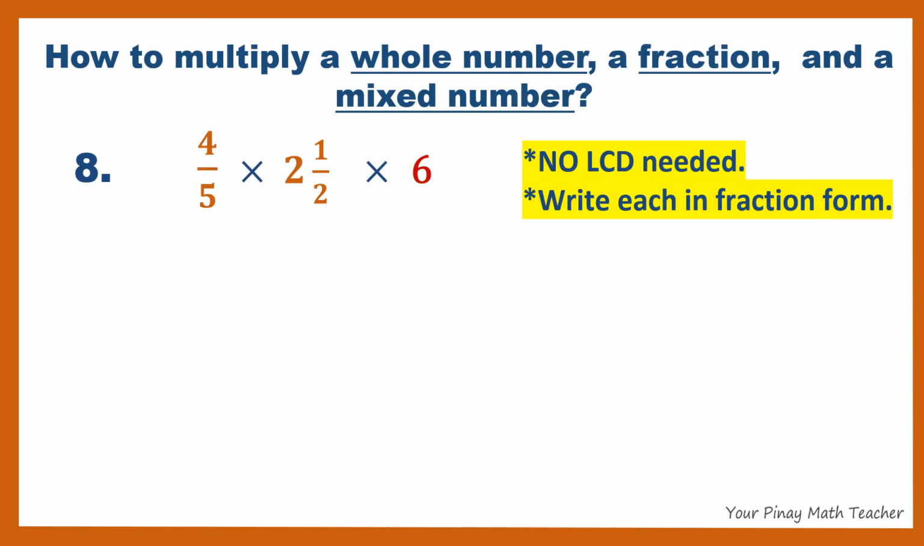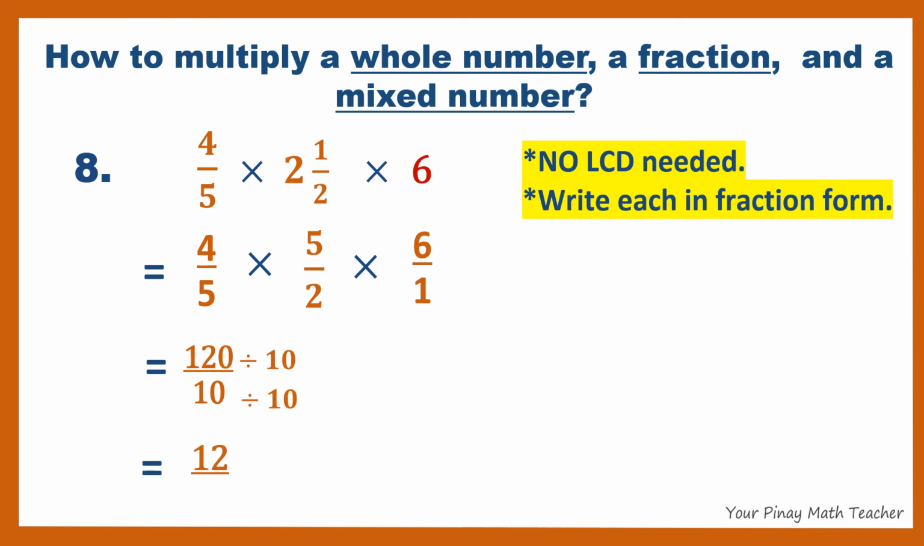Example 8. 4/5 times 2 and 1/2 times 6. Each must be written in fraction form. So bring down 4/5 and change 2 and 1/2 to 5/2, and the whole number 6 to 6 over 1. Applying method 1, we have to multiply the numerators first. So 4 times 5 times 6 is 120. Then 5 times 2 times 1, we get 10. So dividing both by 10, we get 12 over 1, or the final answer, 12.